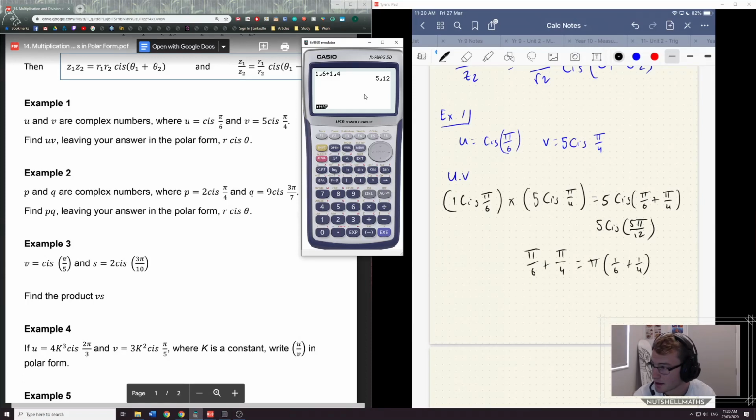And then when you add that together, you'll get pi times 5/12, which is 5 pi by 12. Didn't see the calculator right in the center screen. All good. Okay. And we double check we've read the question correctly, leaving your answer in polar form. They're happy with that. We're good.